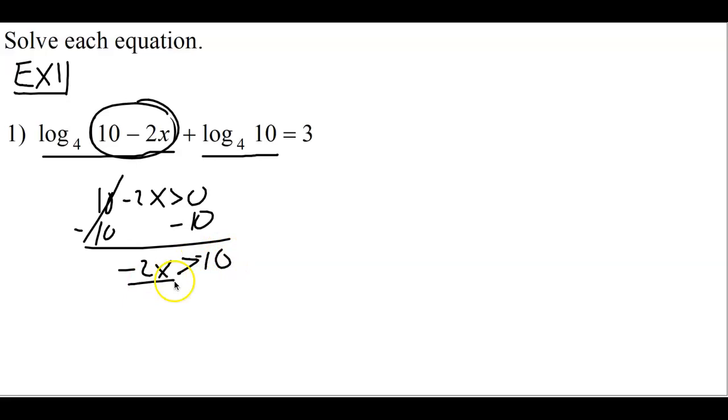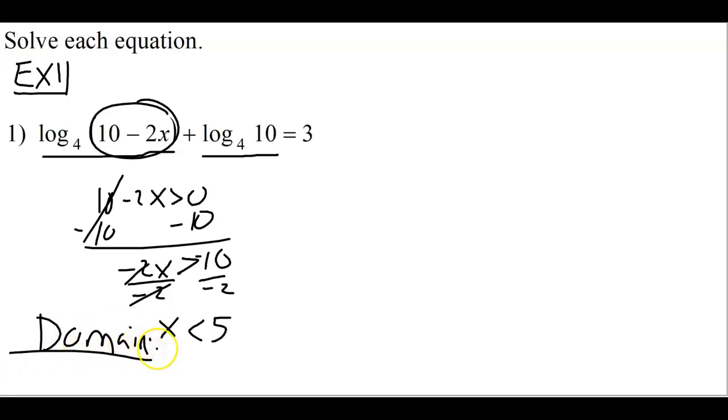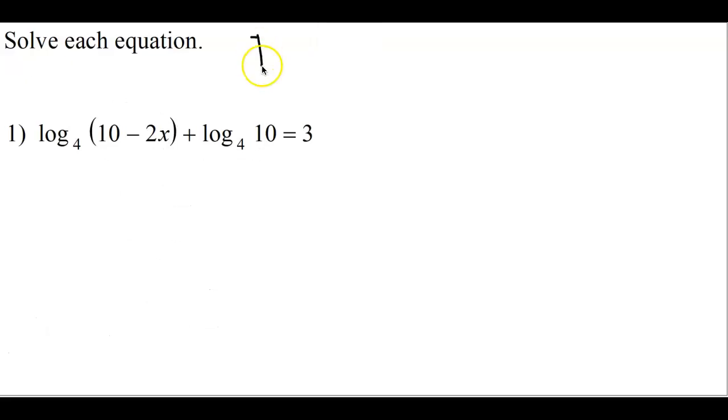Remember that when you divide by a negative, that causes us to reverse the inequality around. And so our domain is x has to be less than 5. So whatever answer we get, it needs to be less than 5. I don't need to check the domain for this log because there's no x in it. All right, so there's our first step. I'll go ahead and write my answer there at the top, just so I can remember that.